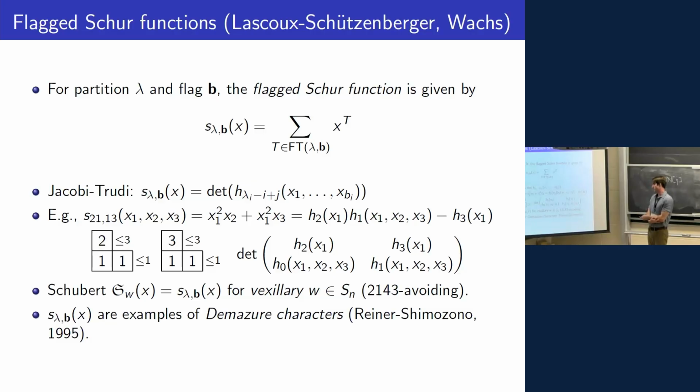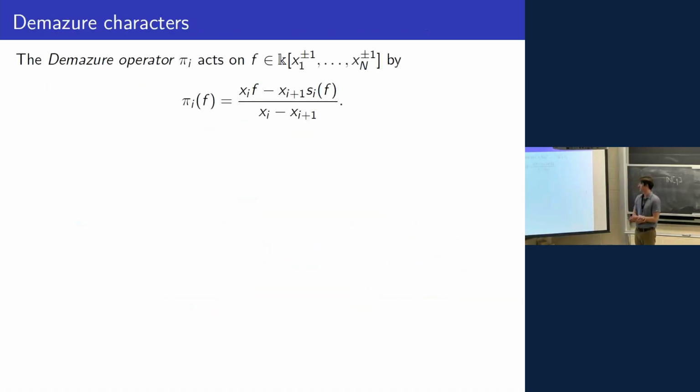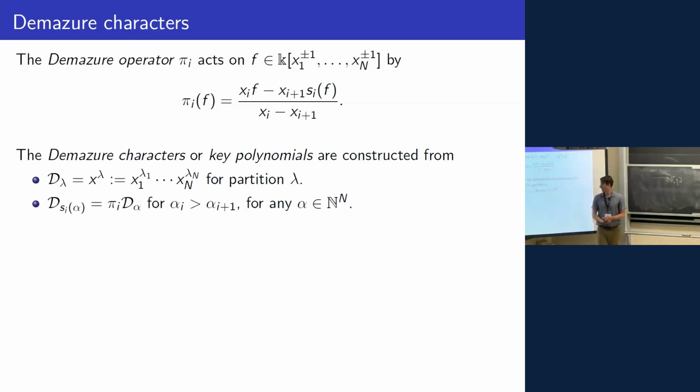Also, interestingly, due to Reiner and Shimozono, these are examples of another family of symmetric function inspired polynomials called Demazure characters. So let me explain what Demazure characters are. You can define something called the Demazure operator that acts on any Laurent polynomial, like so. And then the Demazure characters, sometimes also called key polynomials in type A, are constructed as follows.